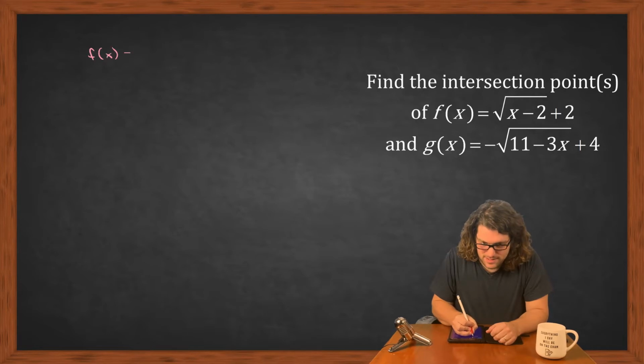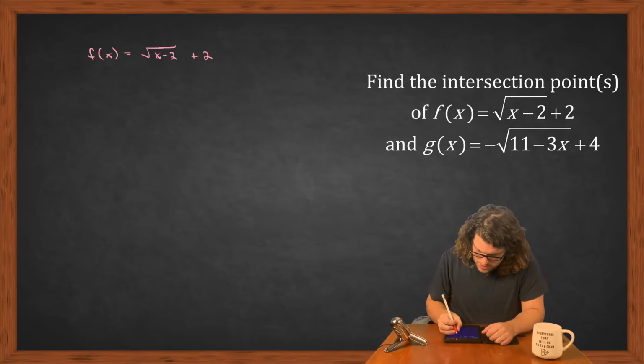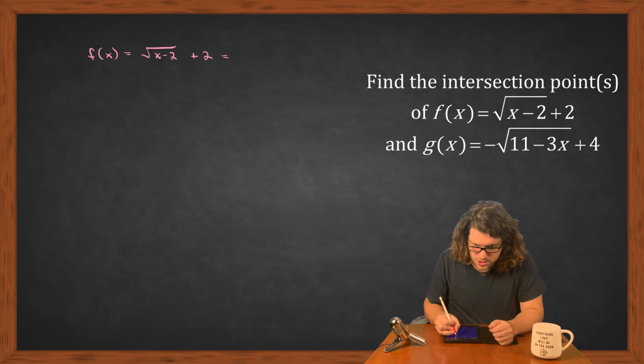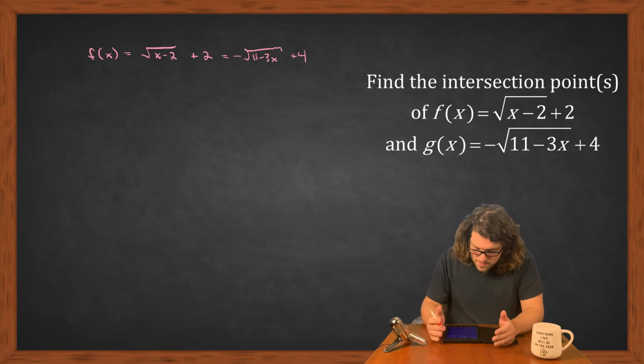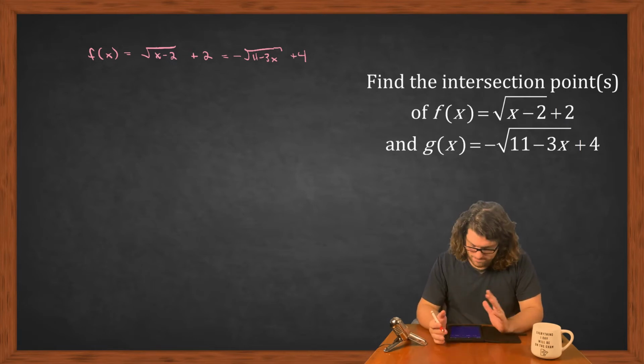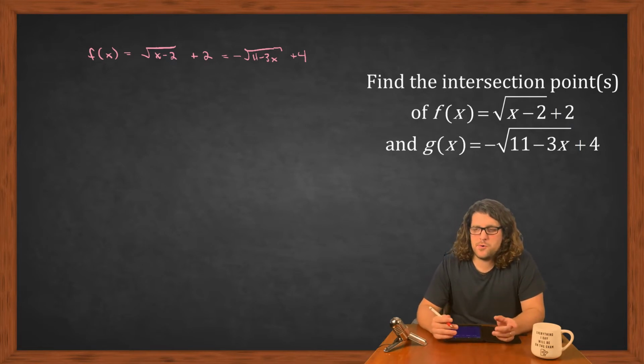So it's f of x is equal to the square root of x minus 2 plus 2, and then my g of x function that I'm going to set that equal to. You know what? I'm going to just say that g of x is equal to negative square root of 11 minus 3x plus 4. So I'll just kind of say it in one line. I guess I could have gotten rid of the f of x there at the beginning, and that would have been fine. Whatever.